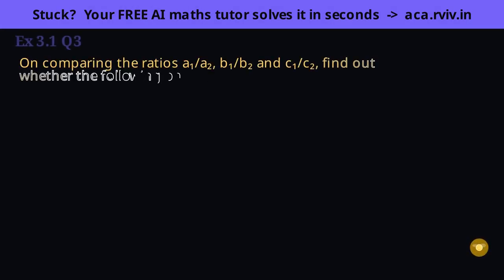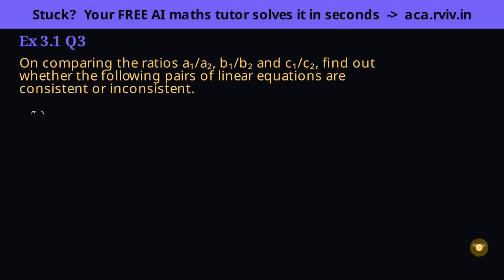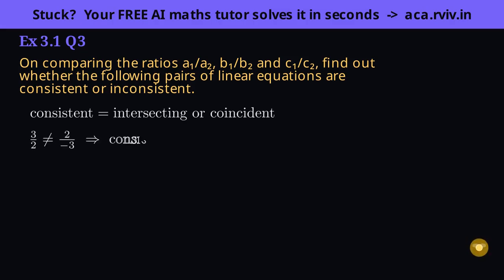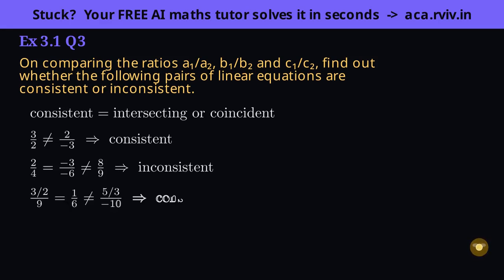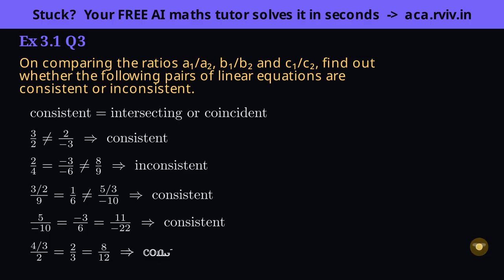Consistent means at least one solution exists. Set up, intersecting or coincident lines are consistent. Only parallel lines are inconsistent. Part I, compare A and B ratios. Part II, compare all three ratios. Part III, compare A and B ratios. Part IV, compare all three ratios. Part V, compare all three ratios.